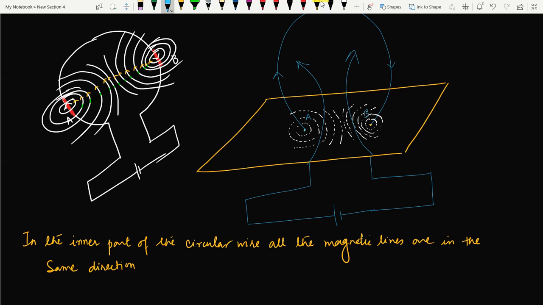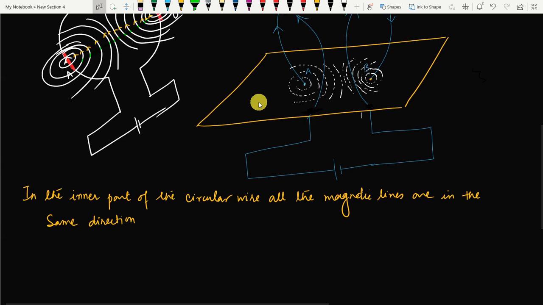So if I look at the diagram and try to analyze, what we are able to see, all the magnetic lines in the inner part of the circular wire are in the same direction. Therefore, all the magnetic lines would get added up and they would produce a very strong magnetic field.